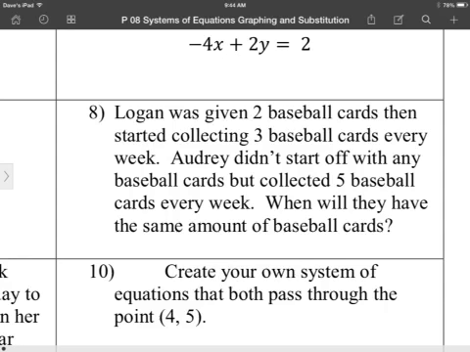So it says Logan was given 2 baseball cards, then started collecting 3 baseball cards every week. Audrey didn't start off with any baseball cards but collected 5 baseball cards every week. When will they have the same amount of baseball cards?